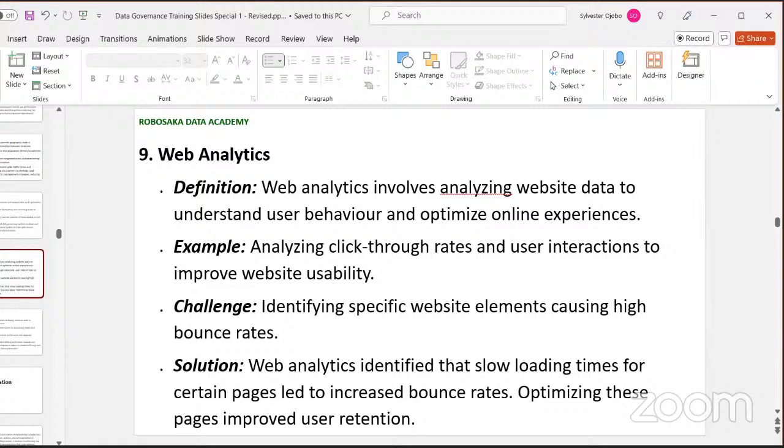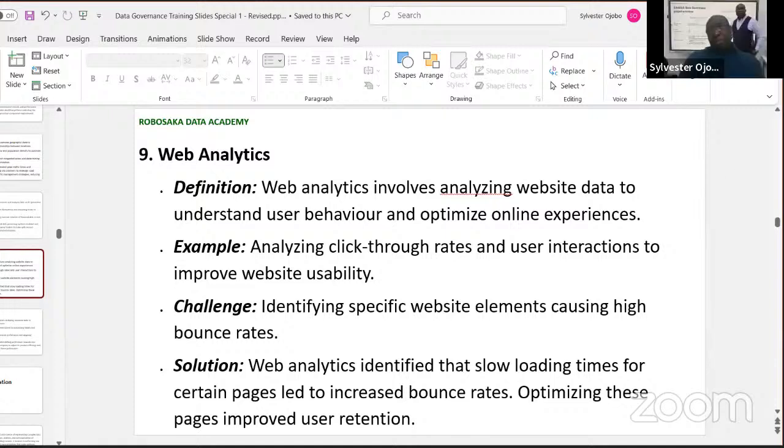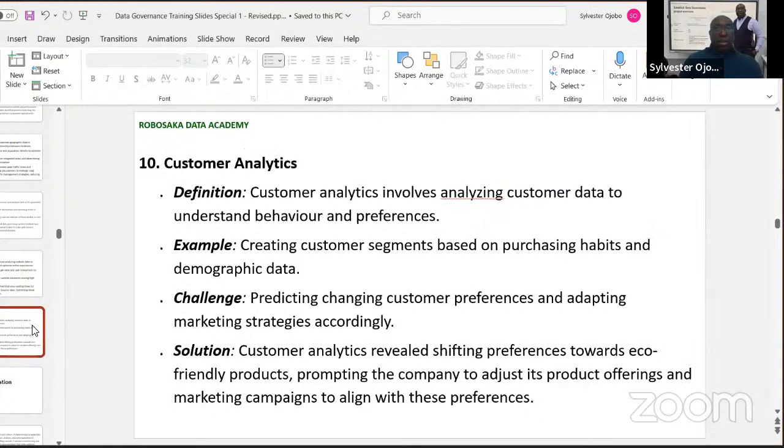So, moving forward is customer analytics. Customer analytics involves analyzing customer data to understand customer behavior and preferences. Of course, it's very common. They use it all the time. An example is creating customer segments based on purchasing habits and demographic data.